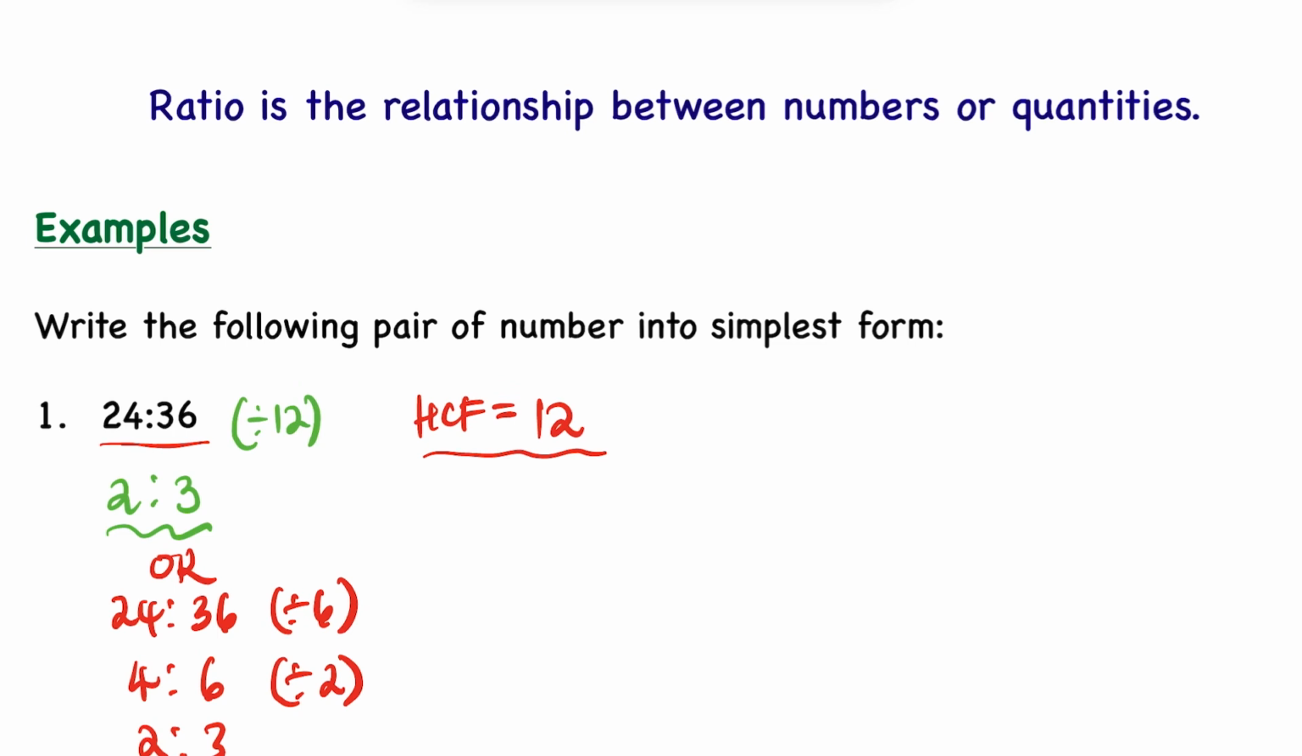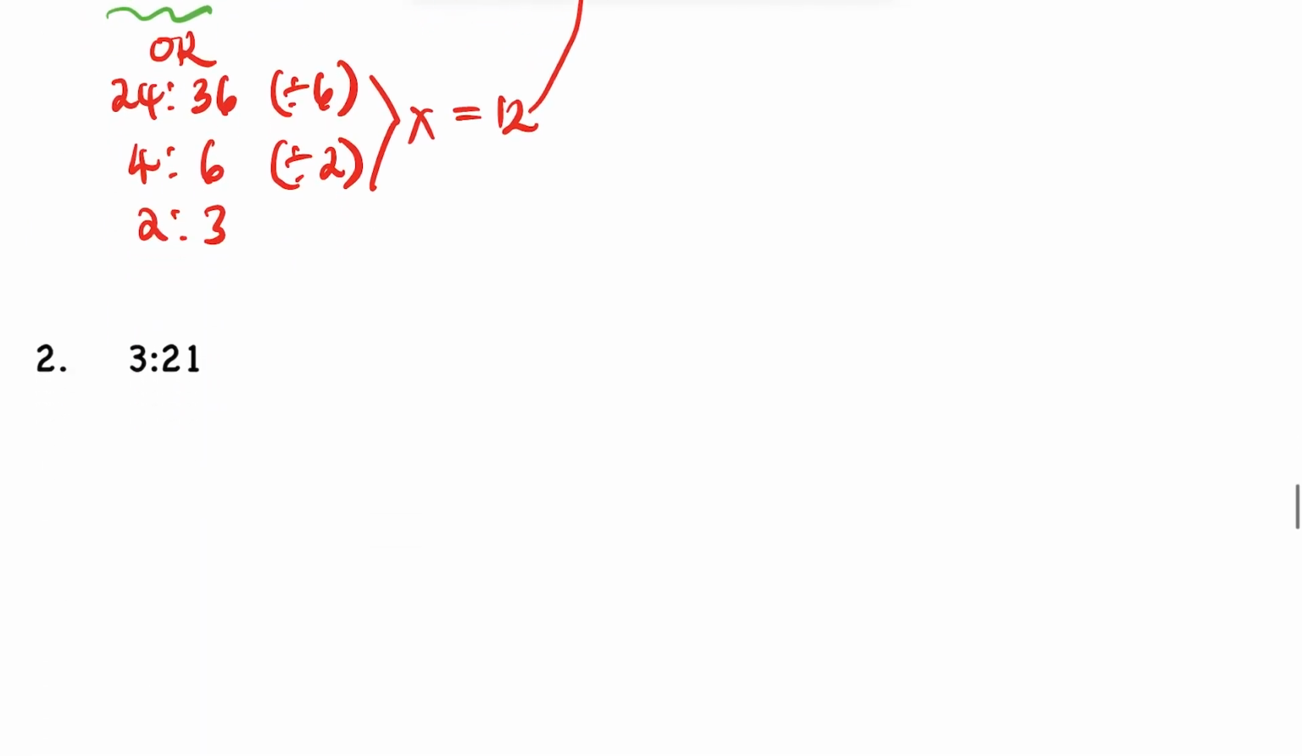Can you see? If you look at these two numbers we divided by, if you multiply them, it's what? It's 12. That makes the HCF. Let's look at this one. It's the simplest. Then this one, 3 is to 21, the highest common factor between those two numbers is what? It's 3. What do you do with the 3? You divide by 3. 3 divided by 3 is 1, and 21 divided by 3 is what? It is 7. That's simple.